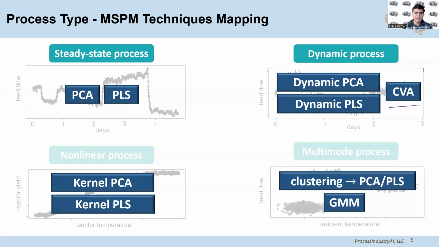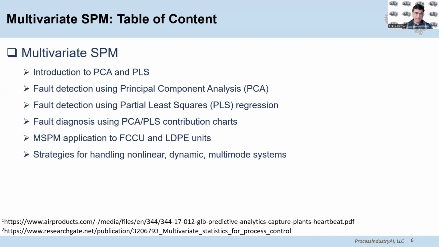We will also briefly touch upon the modifications that would be required in PCA and PLS to be able to handle the different types of process that are shown here. That is the dynamic, nonlinear, and clustered processes. Specifically, these are the broad multivariate SPM related topics that we will cover in the coming lectures. Note that these techniques, PCA and PLS, and the tasks of fault detection and fault diagnosis that are listed here, are not just some abstract techniques that are meant only for academic demonstrations. These are actually used in practice and have yielded successful results.